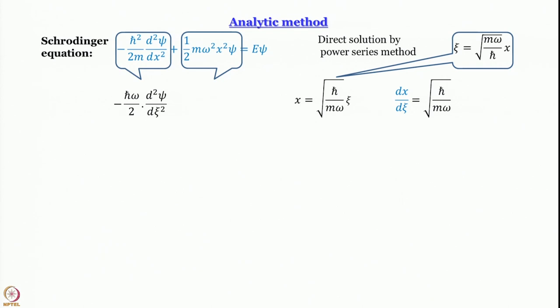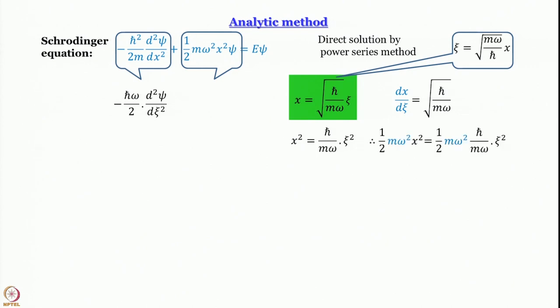Now, let us work out the second term. This is much more straightforward because all we have to do here is that instead of x square, we have to write the term in psi square, and that is very easy. Square of it, what will it be? x square is equal to h cross by m omega multiplied by psi square. It is as simple as that. This is what we will use. So, half m omega square x square will be equal to half m omega square multiplied by h cross by m omega psi square. So, m and m cancel, one of the omegas cancel, you are left with h cross omega by 2 psi square.